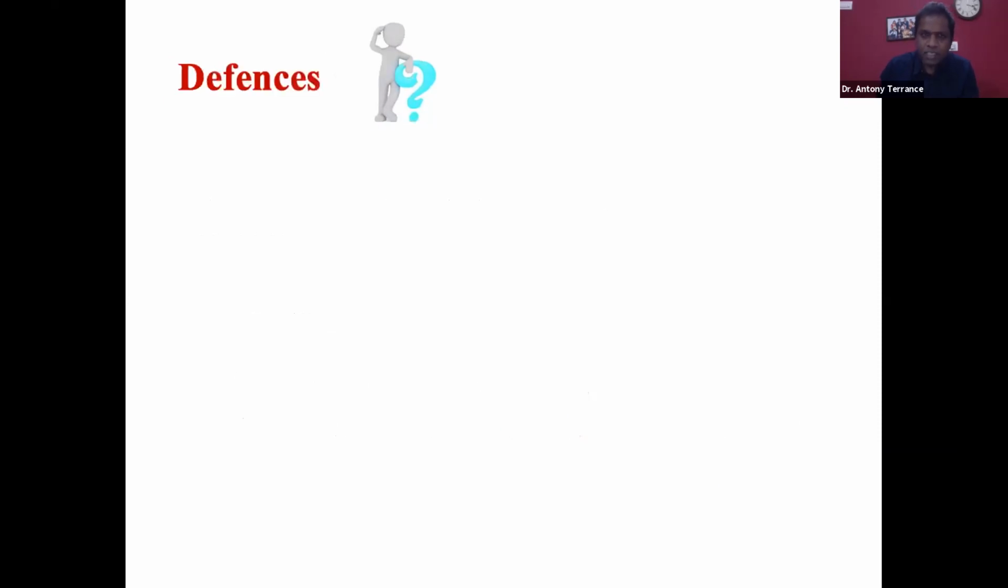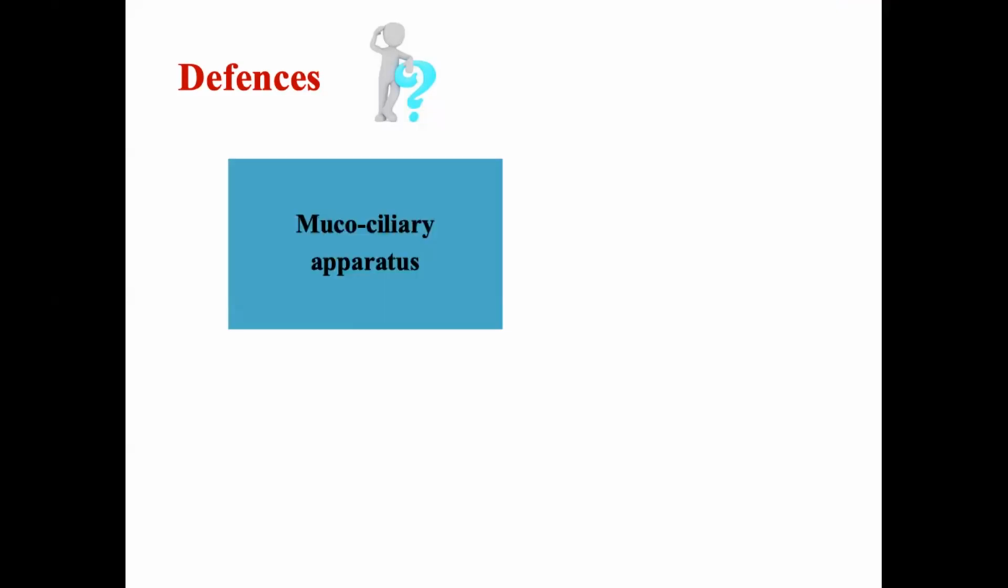The second in my list is how good are our defenses? We all know that our respiratory tract has a 3-layered defense, like a developed country which has Army, Navy, and Air Force. Our respiratory tract has got a 3-layered defense. First, the mucociliary apparatus, and the bug has to cross this. It's very difficult to cross.